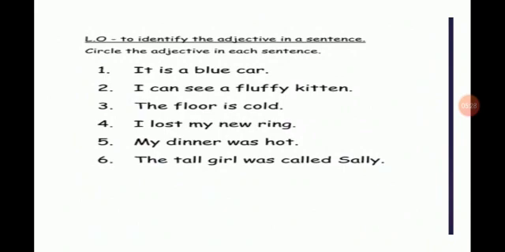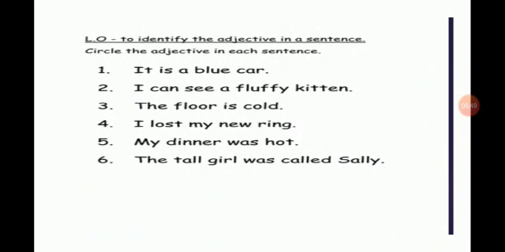Number 5, my dinner was hot. My dinner, this is the subject. عشائي. Was, this is the verb. Hot, ساخن. So hot is an adjective that modifies the noun my dinner.